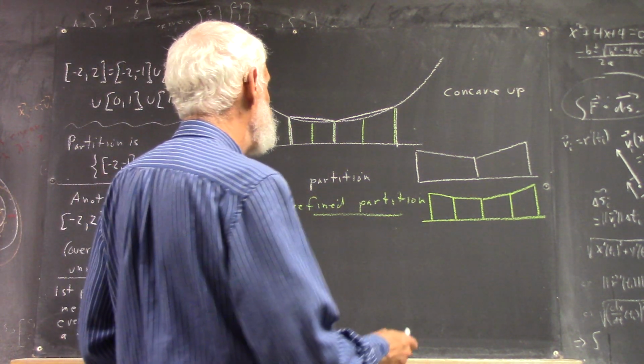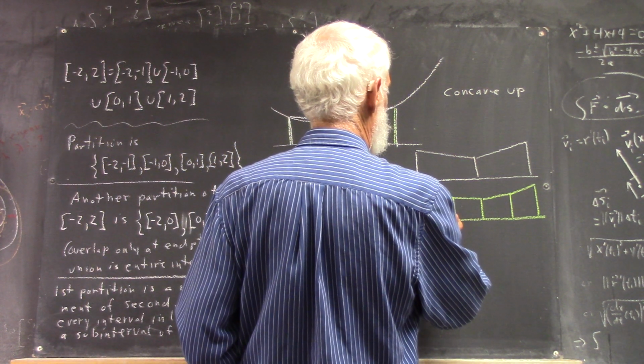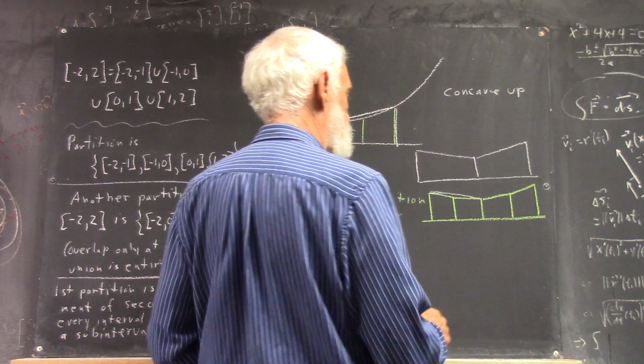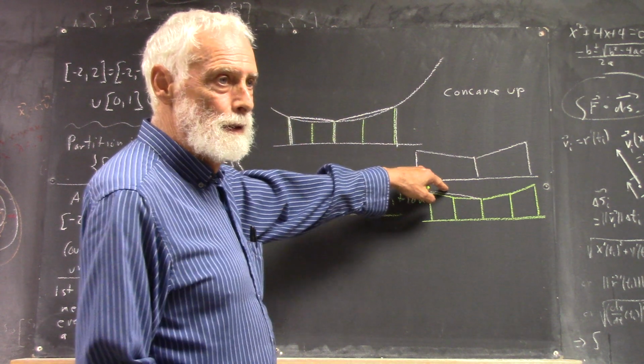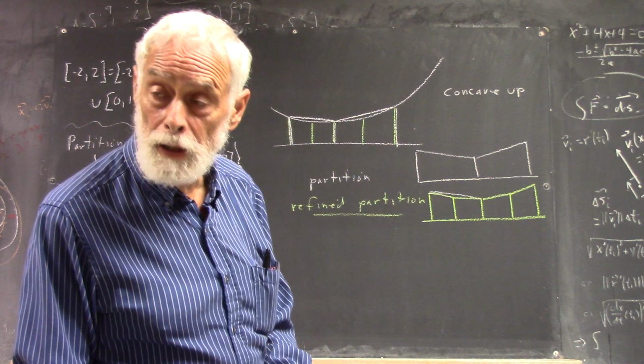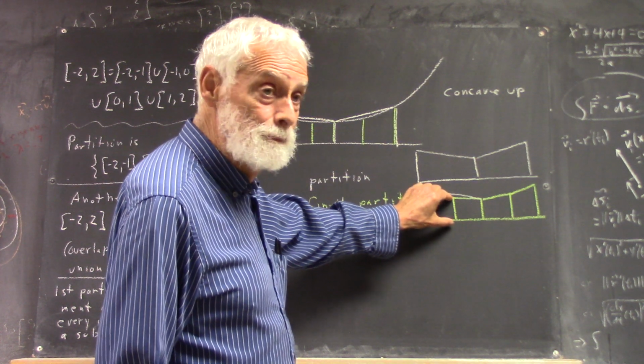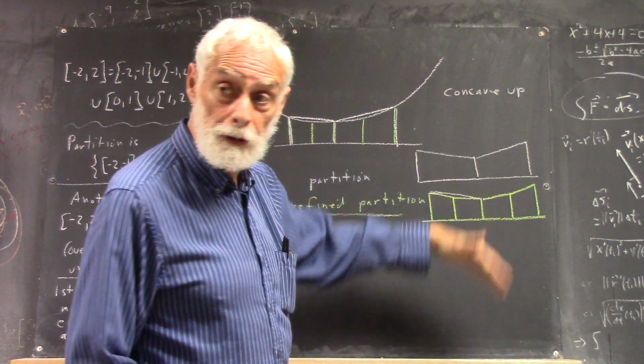And we can see that if we go from this point to this point, since the curve is concave up, this point is going to be lower than it would be if it was a straight line, right?